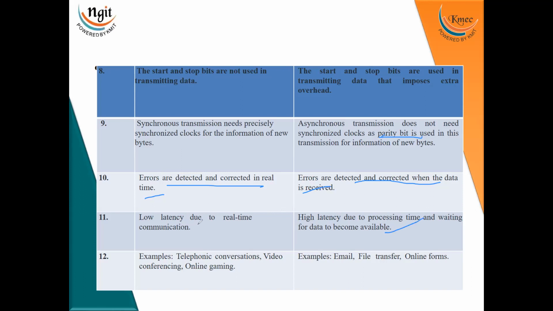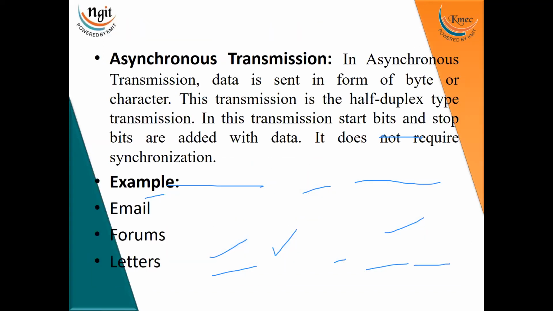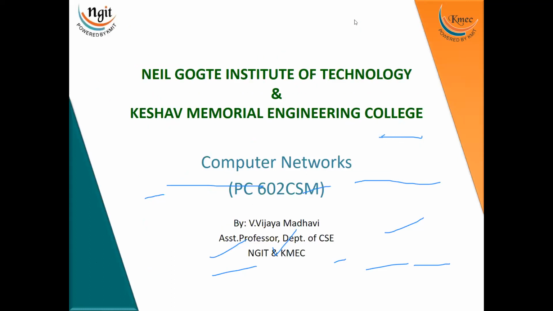The best examples for synchronous transmission are telephone conversation, video conference, as well as online games. For asynchronous, we have email, file transfer, as well as online forms. All these come under asynchronous transmission. And finally, as per my knowledge, I can say the synchronous transmission is better when compared to the asynchronous transmission.